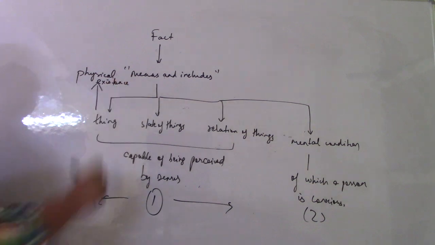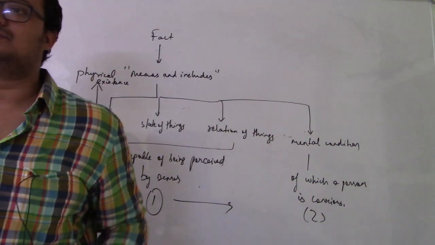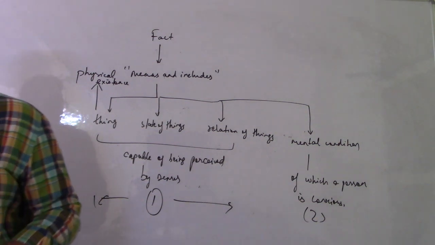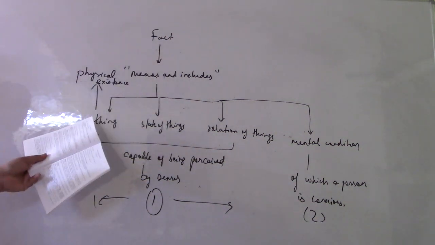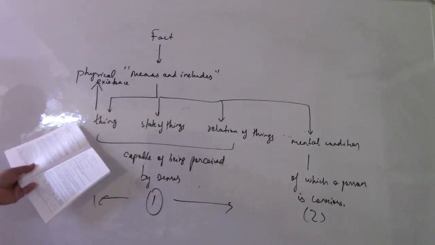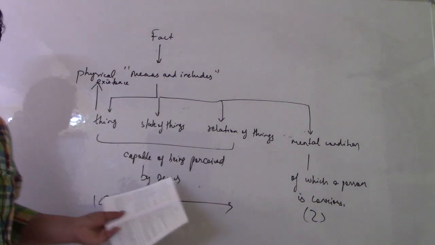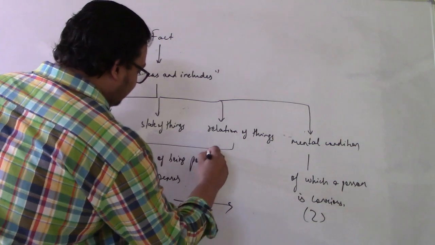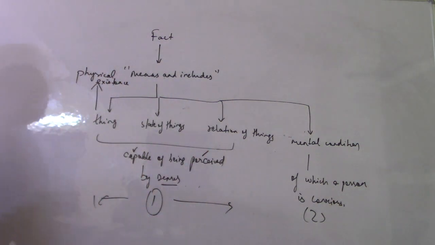Okay? Now if I ask you, yesterday you probably had a good dinner because today is Sunday, right? Then you went to sleep, you saw a dream. In your dream, you were picking up an object. Is that object a thing? That object is not a thing. Why? Because remember, first of all, a thing means physical existence. Secondly, that thing must be capable of being perceived by the senses. This part is important over here. Capable of being perceived by the senses.